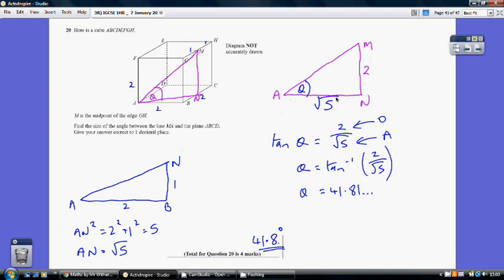So I've got two sides now, so I can now work out my angle. I've got my opposite and my adjacent side, so tan theta equals my opposite of 2 divided by my adjacent of root 5. Inverse tanning both sides, I get theta equals the inverse tan of 2 over root 5. Popping that into my calculator, I get 41.81..., which is 41.8 degrees to 1 decimal place.